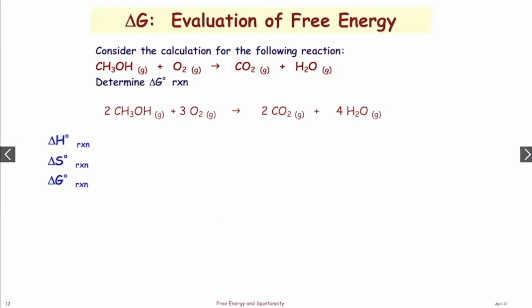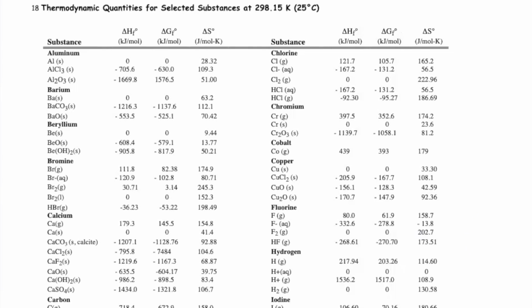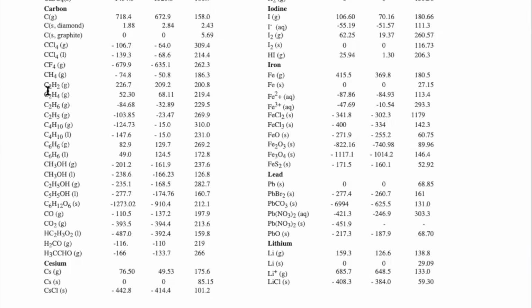Here's an example. I have this reaction, basically the combustion of methanol. Methanol and oxygen produce carbon dioxide and water. What is delta G for this reaction? If you want to do products minus reactants, find these values in the appendix right here. You need to look for methanol, so you would look for carbon, because that's the main element in methanol. Look up methanol, CH3OH, right here, and you notice that it's in both the liquid state and the gas state.